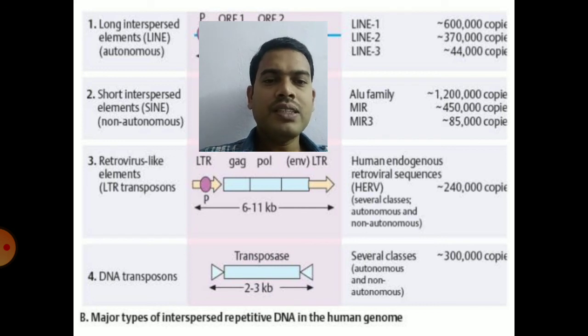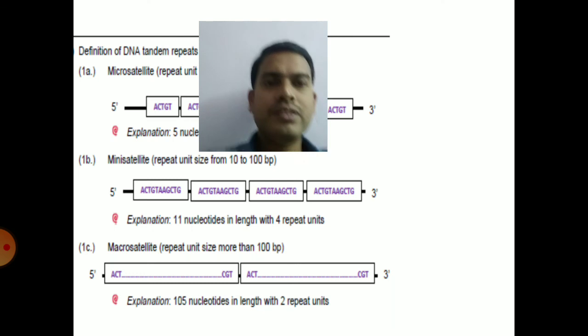The transposase enzyme plays an important role in the transposition of DNA from one chromosome to another chromosome. It will be around 2 to 3 kb, and there will be 3 lakh copies in the human genome. So these are repetitive sequences.